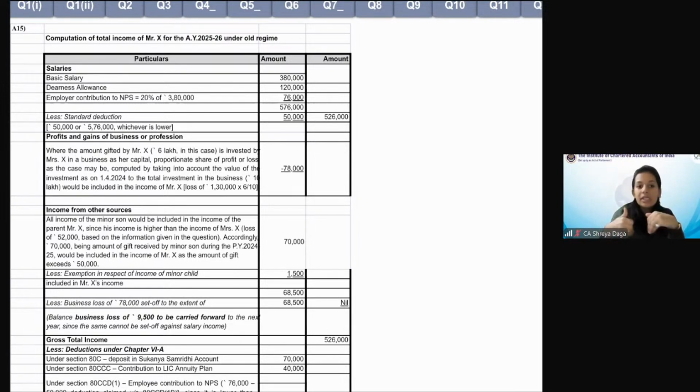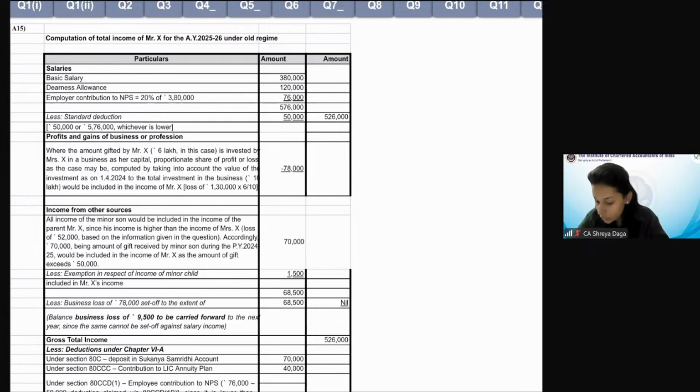So what will we get? We will get the balance. We are doing Mr. X only, not Mrs. X. So Mr. X will get 6 out of 10, which means he has got a loss from Mrs. X of 78,000. So you park that. You've calculated, park it. Any other business loss case? No. So this is the only business loss. Just keep it parked. Now we come to income from other sources.